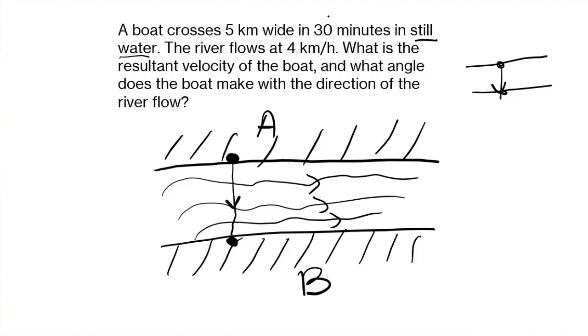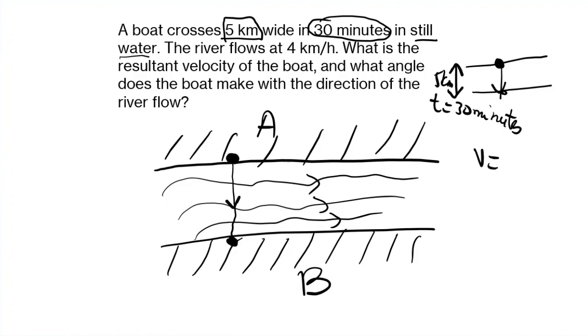So you use still water values in order to determine the actual velocity of the boat. That's all you use. So we have 5 kilometers wide. If it's still water, 5 kilometers wide, this person can cross it in 30 minutes. So the time is 30 minutes. So T is equal to 30 minutes. So first we are trying to determine the velocity of the boat, right? In still water.